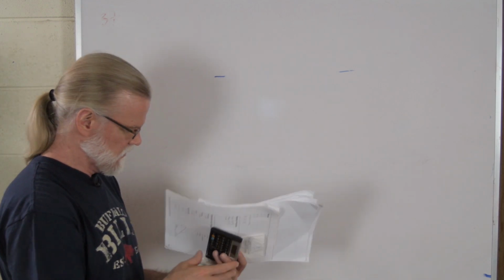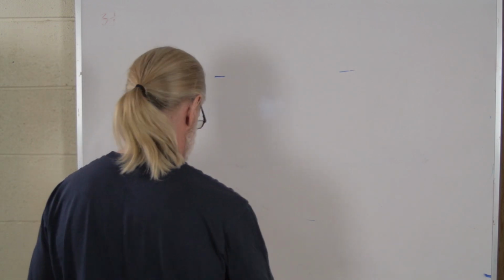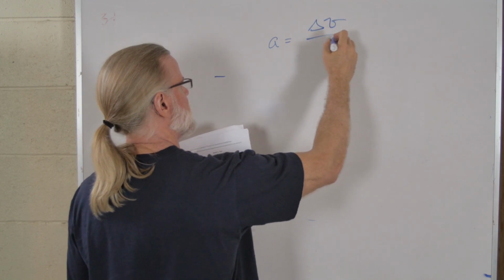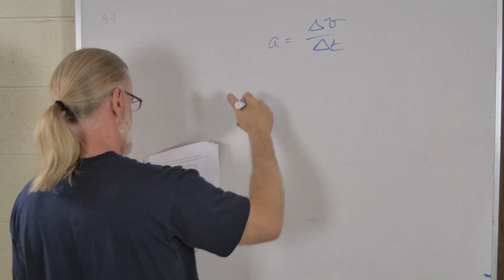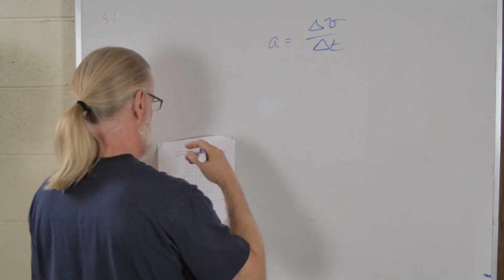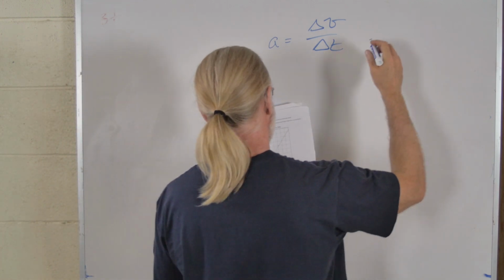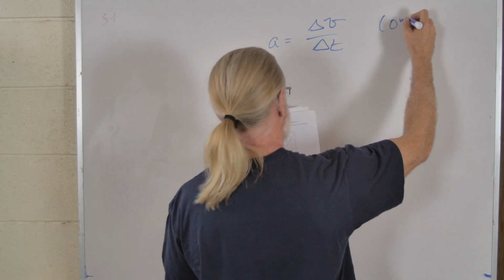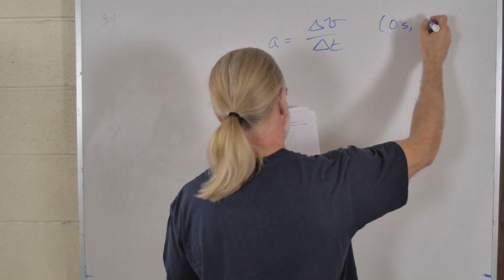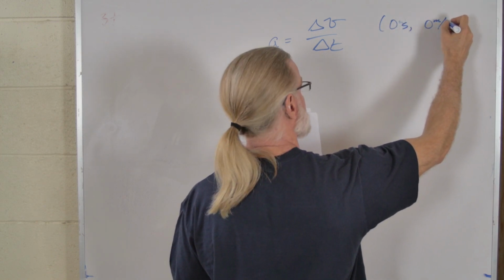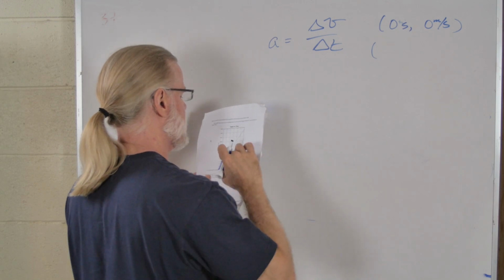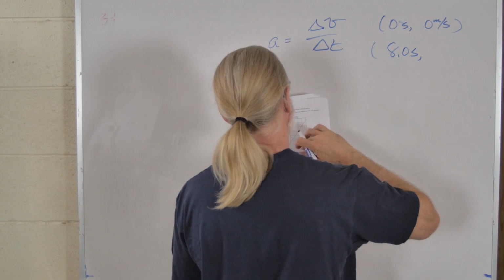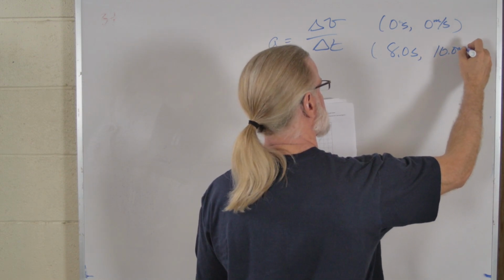Determine the magnitude of the acceleration of the car. Well, the definition of acceleration is delta V over delta T. So let's just find some data points. I'll find two data points. I'll say 0 seconds and 0 meters per second, and the next one I will use will be 8 seconds and 10 meters per second.